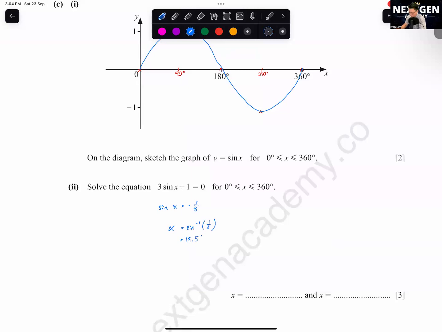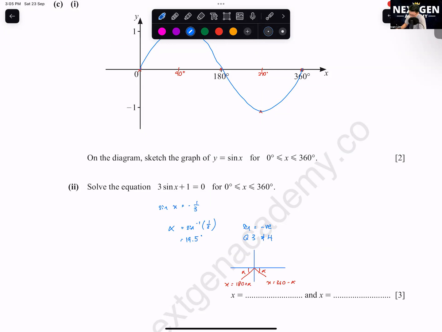Okay, so sine equals negative means quadrant 3 and quadrant 4. So how do you calculate for quadrant 3 and quadrant 4? Here's alpha, here's alpha. Quadrant 3 will be 180 plus alpha. This will be 360 minus alpha.